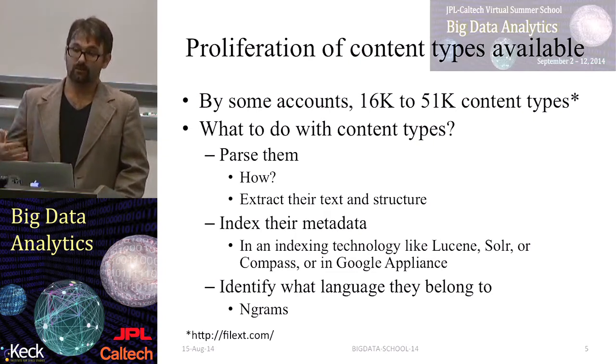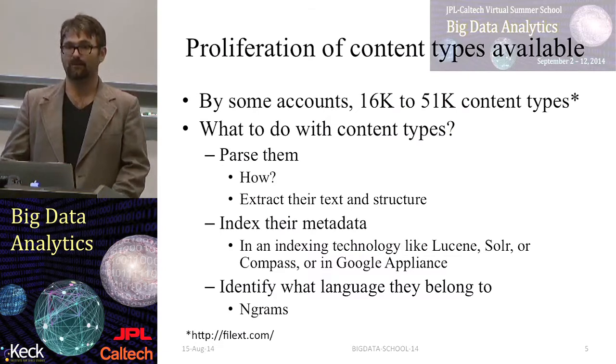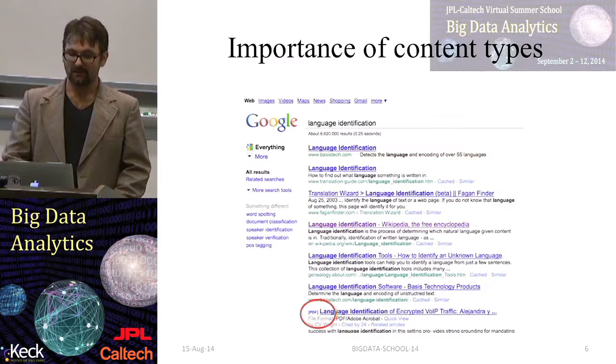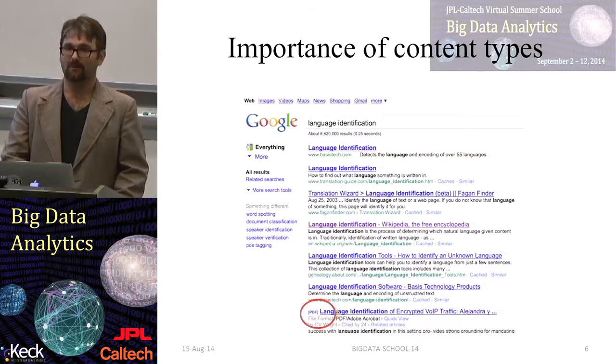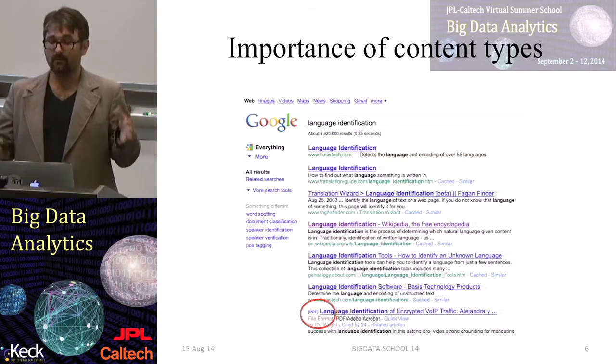So it's really important to identify the language that text and metadata come with, and then potentially act on it, like translate it or things like that. So content types are really important, not to mention the fact that there are so many of them and all these things we want to do with them, but they're actually really important.